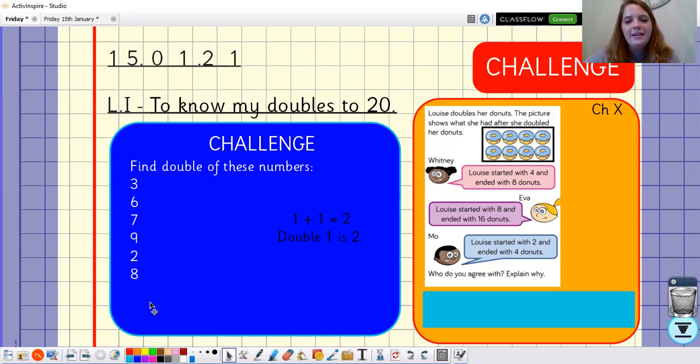Once you've completed that, I want you to have a go at the challenge, which I will read to you now. Louise doubles her donuts. The picture shows what she had after she doubled her donuts. So the picture shows how many she had after she doubled them. That's a really important part of the question you need to remember.